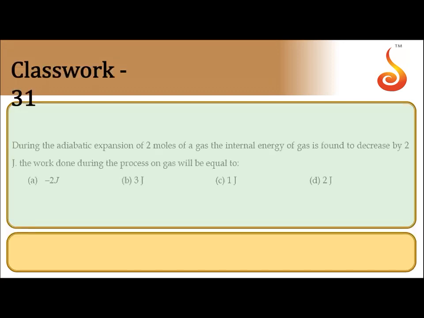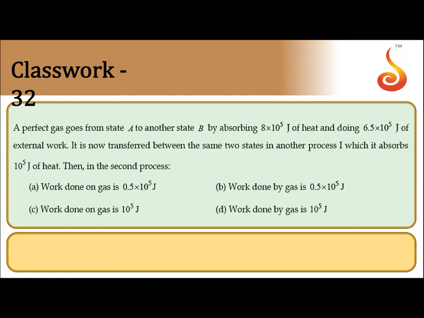Yes, we shall move on to next one. A perfect gas goes from state A to another state B by absorbing 8 into 10 power 5 joule of heat and doing 6.5 into 10 to the power 5 joule of external work. It is now transferred between the same two states in another process, in which it absorbs 10 to the power 5 joule of heat. Then in the second process, work done on the gas is 0.5 into 10 power 5, work done by the gas is 10 power 5.